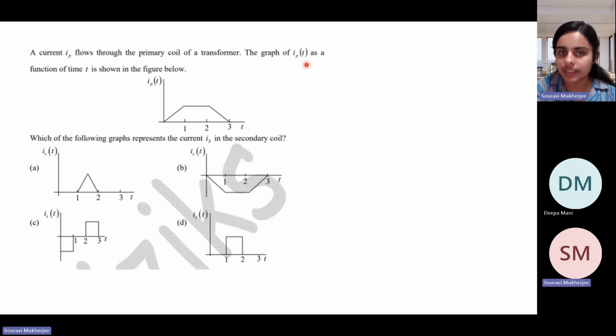So what you have to do is find the derivative of IP with respect to time. So this is your given graph. What should be the derivative in this region? What should be the derivative in this region? And what should be the derivative in this region, right? And then the minus of that is your graph for IS, right? So can you now tell me what you think the answer should be?